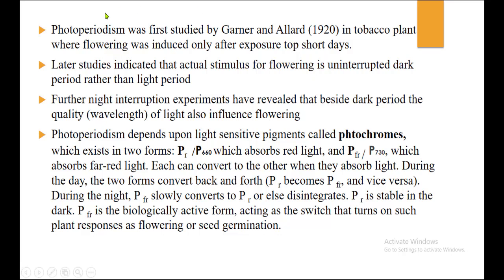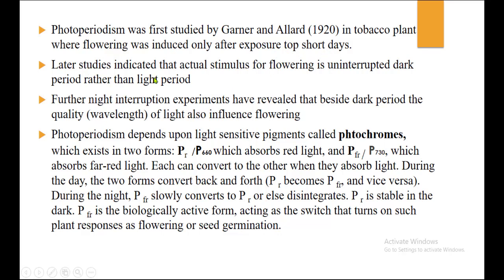So here is a brief history. Photoperiodism was first studied by Garner and Allard in 1920 in tobacco plant, where they observed that flowering was induced only after exposure to short days.